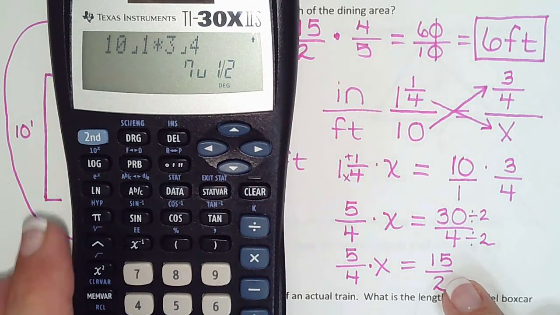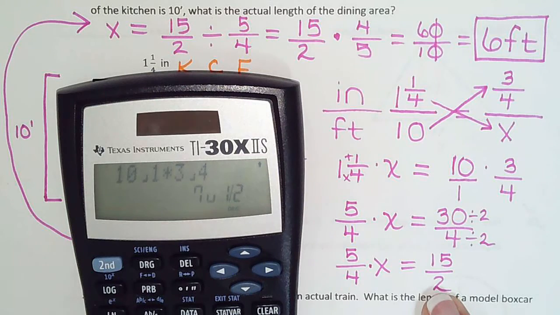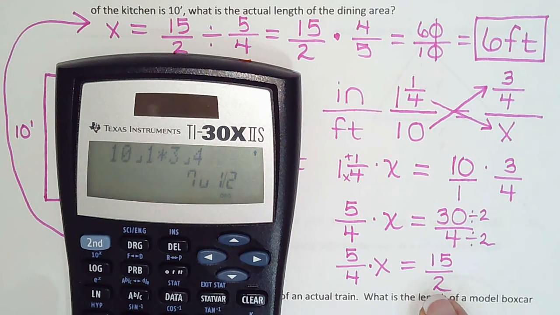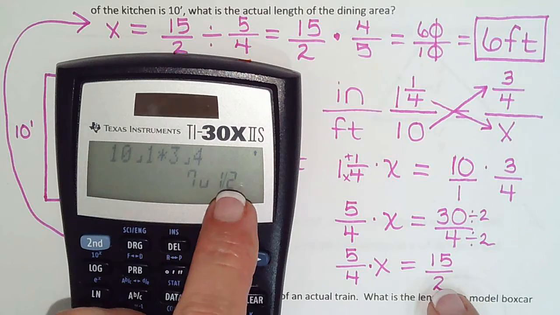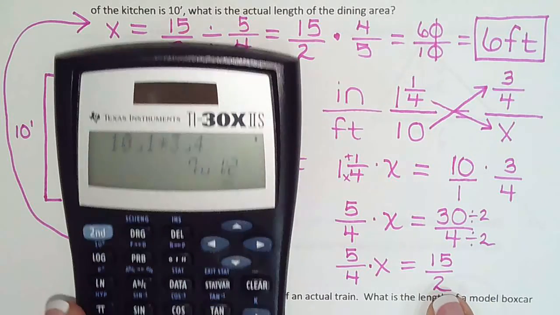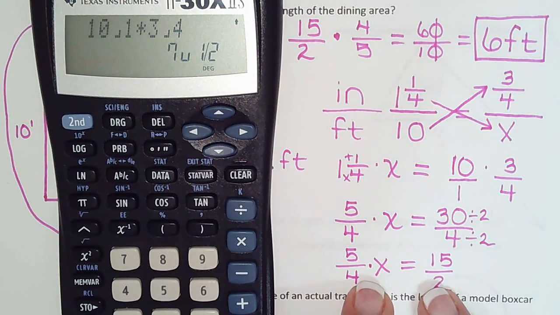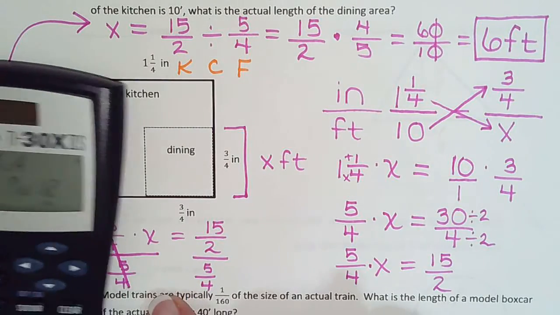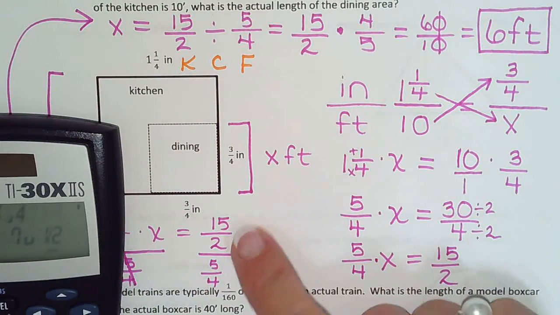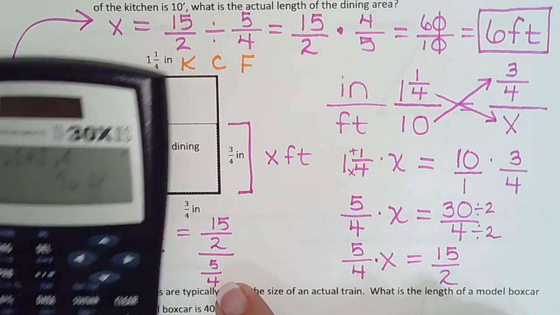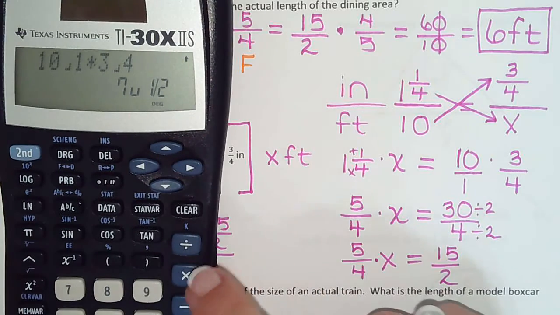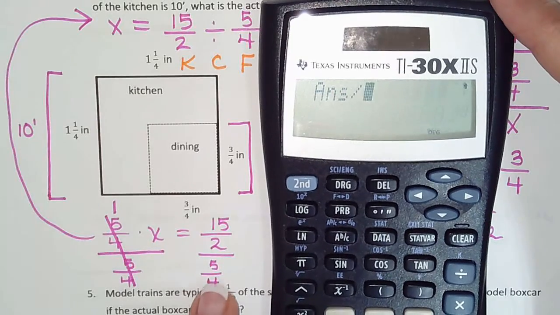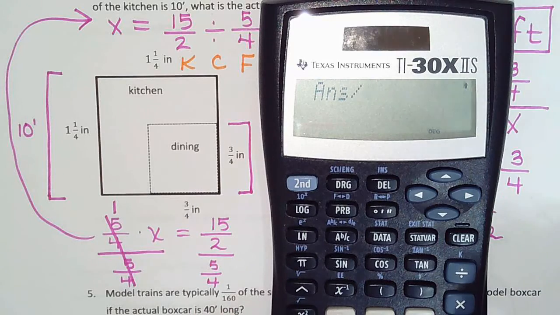And you're probably like, that's not what we got. Well, guess what? It is. Because 7.5 and 15 halves are the same thing. 2 goes into 15 7 times with 1 left over. So now we're at this step, or maybe this step. So the next step is to take the answer that you got and divide by 5 fourths. So with that still in my screen, I write divided by 5 fraction bar 4.